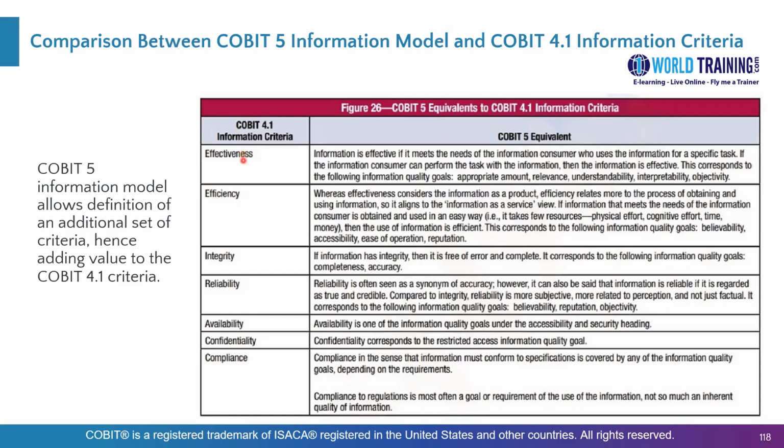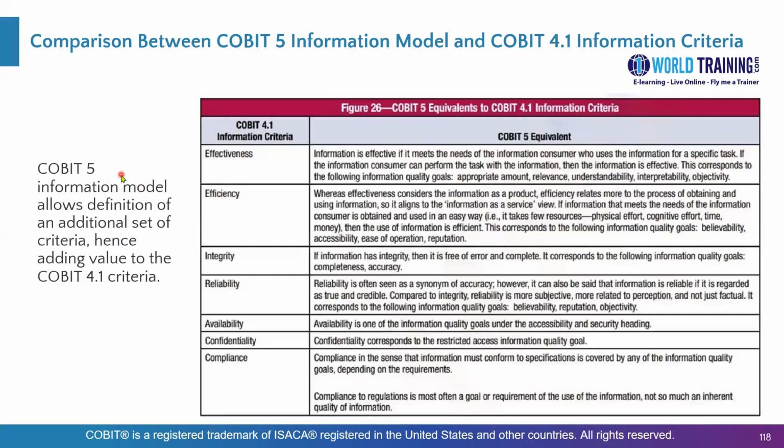Those are namely effectiveness, efficiency, integrity, reliability, availability, confidentiality, and compliance. And we're going to understand what those mean very briefly, but more emphasis on the COBIT 5 equivalents of those criteria from 4.1.